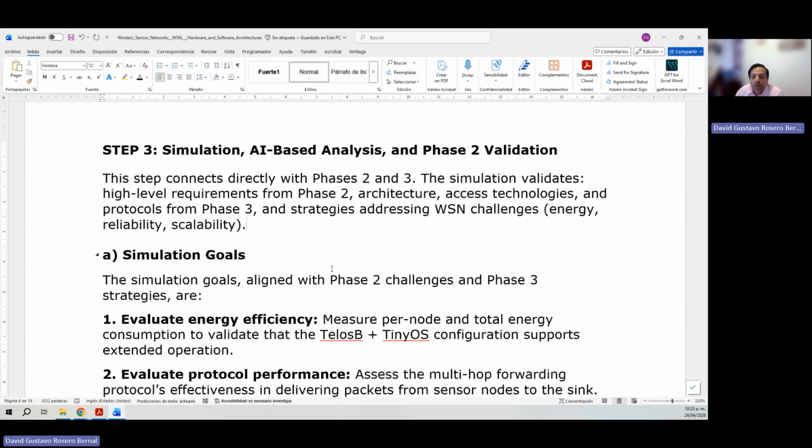I will try to present the complete implementation of the wireless sensor simulation and AI-based analysis. This step connects directly with the high-level requirements defined in phase 2 and the architecture, technologies and protocols selected in phase 3. Our workflow follows the structure defined in the phase 4 learning guide, covering simulation goals, tool selection, environmental modeling, protocol implementation, simulation execution, AI-based modeling, and phase 2 validations.